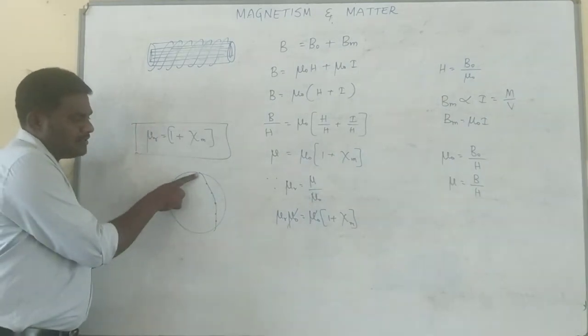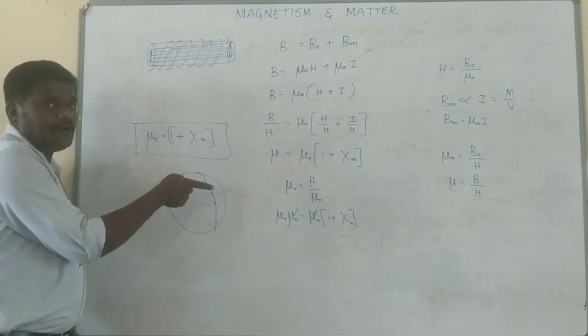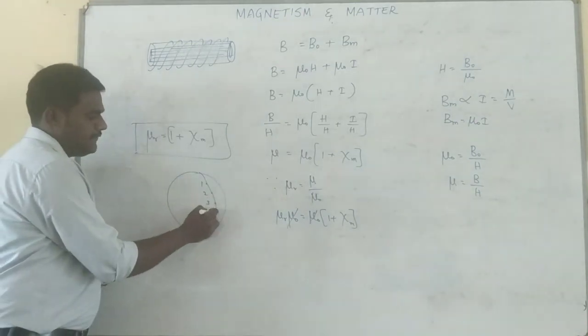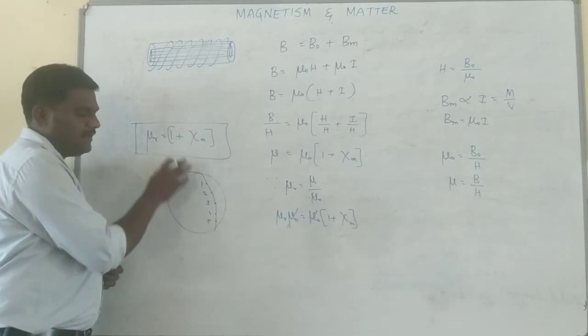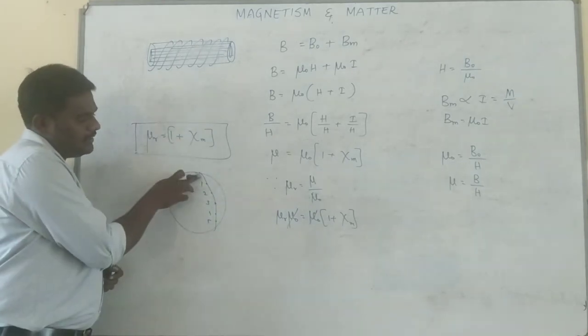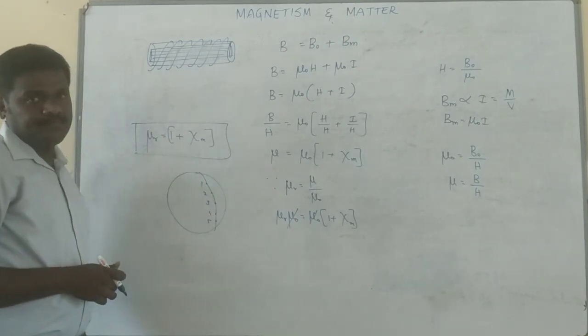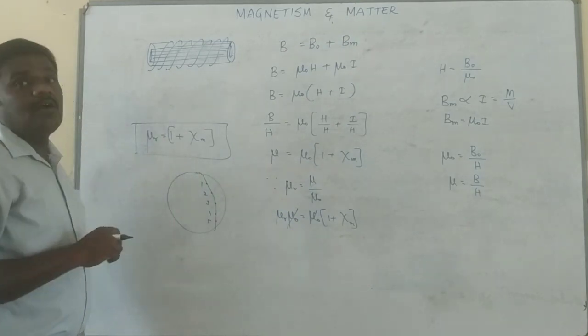If you join such equal declination points, as in this is point 1, 2, 3, 4, 5, these 5 points will have equal declination, and if those points are joined with an imaginary line, that line is known as isogonic line. Then next, what is agonic line?